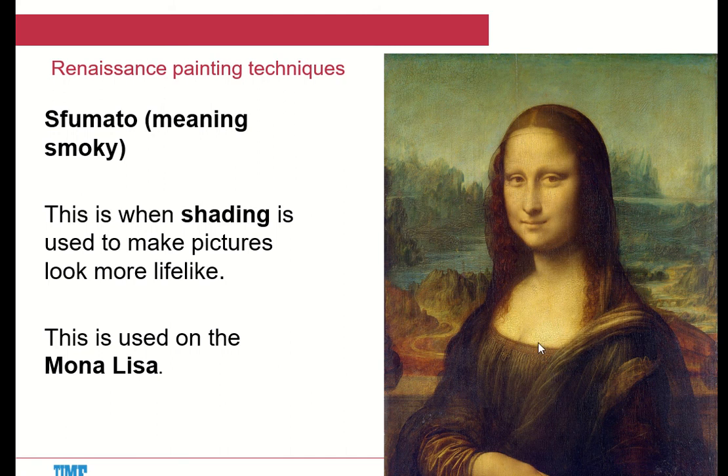So the Mona Lisa is a great example of a painting where sfumato was used. Again, shading. The use of shading to make things look more lifelike. Look, this is to her left, to our right. You can see there's shading used on this side of her hair. It's kind of difficult to see, whereas this side is clearer.